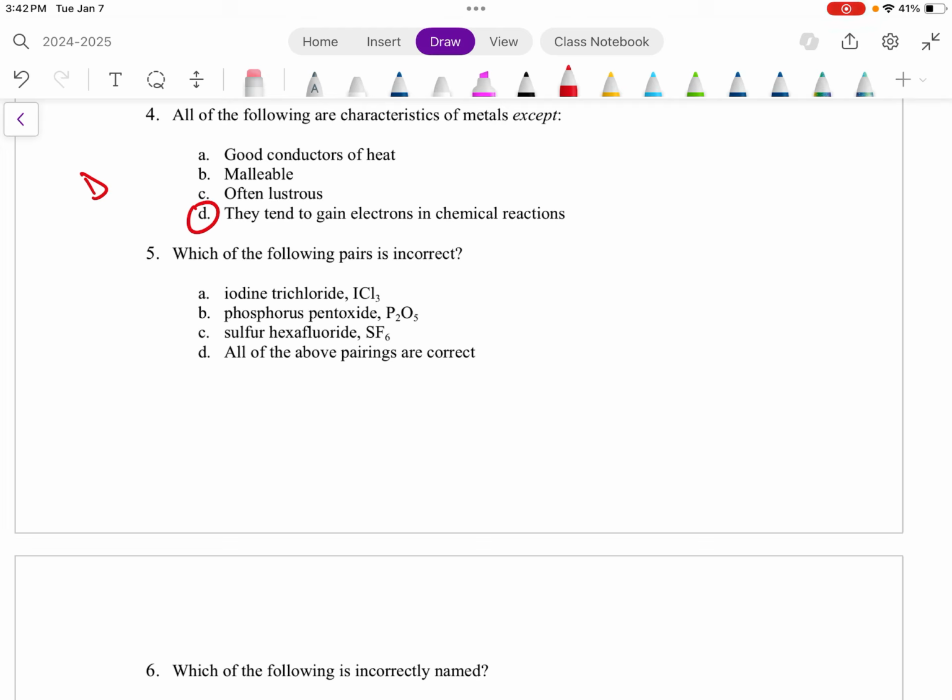And then which of the following pairs is incorrect? Looking at this one, we're going to say B, because there's 2 phosphorus atoms there, so we'd have to say diphosphorus. Everything else is correct. Remember, you don't have to say mono if there's one of the first element.